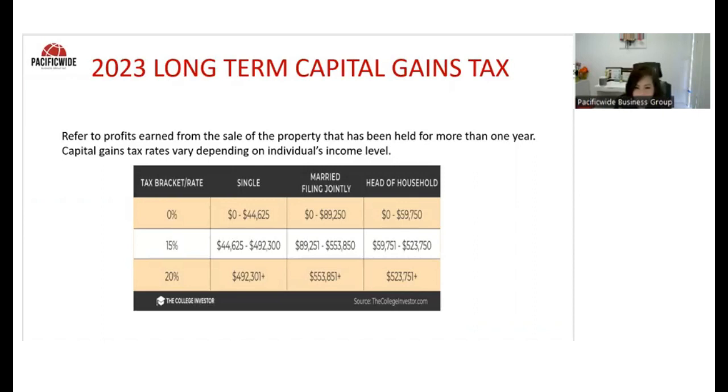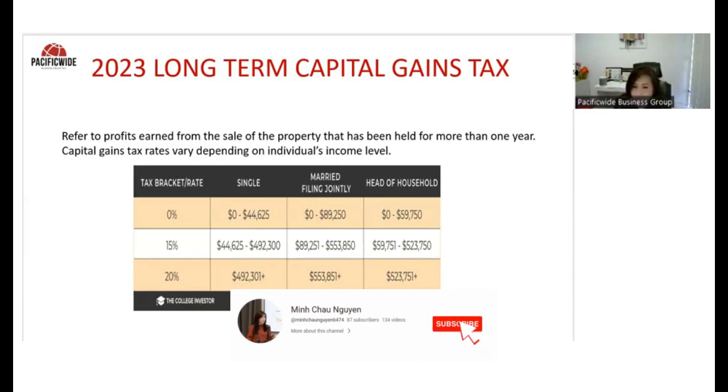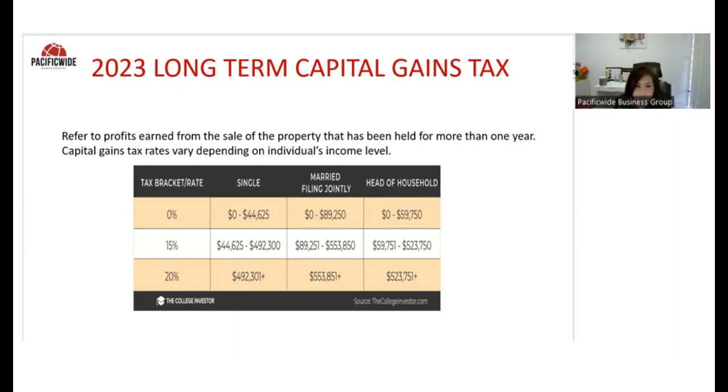For people who make from $44,625 to $492,300 for a single person, their long term capital gains tax is only 15%. And for people who make more than $492,000 a year, the maximum capital gains tax is 20%. So far, you have been learning how to avoid capital gains tax for investment property forever and never ever have to pay it.